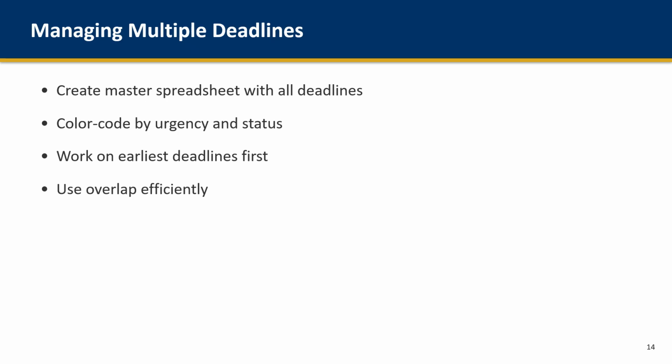Work on earliest deadlines first, but use overlap efficiently. If two programs have deadlines a week apart, you're essentially preparing them simultaneously. Your core materials apply to both, only customization differs. For programs with later deadlines, use extra time wisely. Don't assume you can coast because the deadline is further away. Use additional time to strengthen applications, not to procrastinate. Later deadlines offer opportunity for refinement, not excuse for delay.